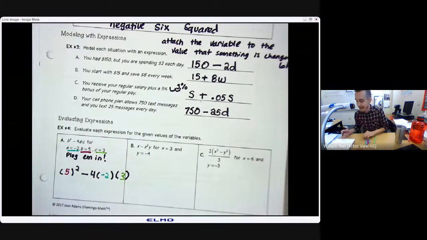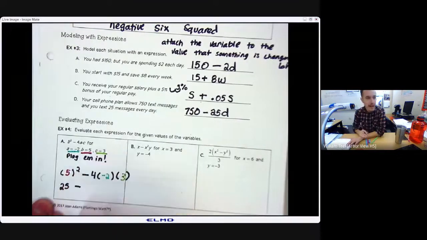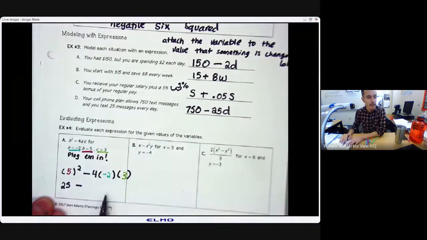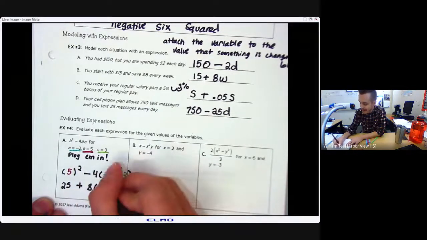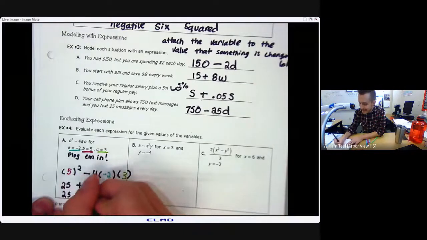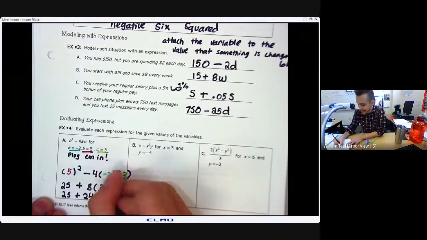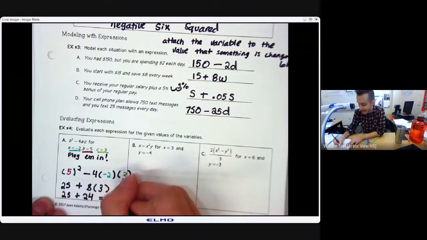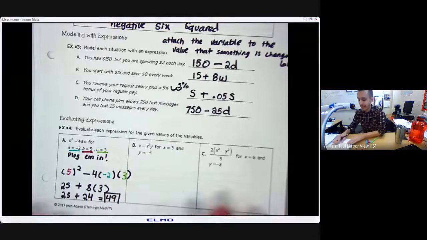Let's go ahead and clean this up a little bit. So 5 squared, I know that is 25. I am subtracting, I'm actually going to change this to addition because I have negative 4 times negative 2. Negative 4 times negative 2 is going to be plus 8 times 3. Then I have 25 plus 8 times 3 is 24. 25 plus 24 is going to give me an answer of 49. All right, so all we have to do is plug them in, make them nice and pretty.